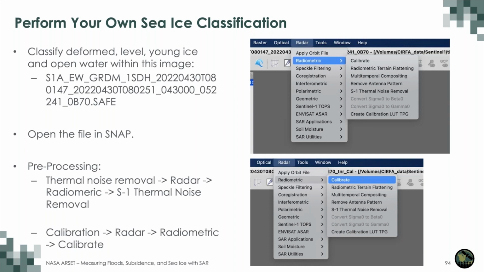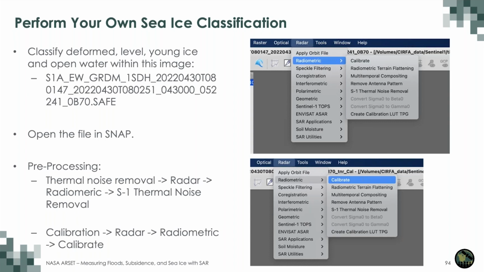So how to go about it? You need to first open the file in SNAP, and we're going to do the standard pre-processing steps, doing the calibration, the thermal noise removal. There are many different ways of doing this, and you can search for Sentinel-1 thermal noise removal if you want to know more about this.